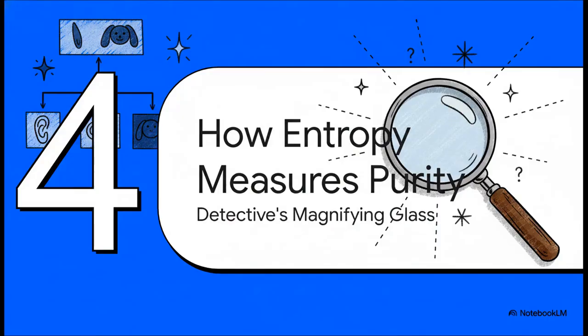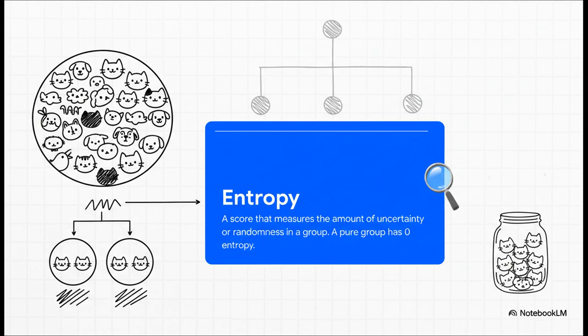Now, our eyes can see that ear shape was the best split, but how does a machine know this for sure? It needs a mathematical tool, kind of a detective's magnifying glass, to measure the purity of each split precisely. That tool is called entropy. You can just think of entropy as a score for messiness or randomness. A group that is completely mixed, say 50-50, cats and non-cats, has the highest possible entropy score. But a group that is perfectly pure, 100% cats, has an entropy score of 0. The goal is always to make splits that result in the lowest possible entropy.